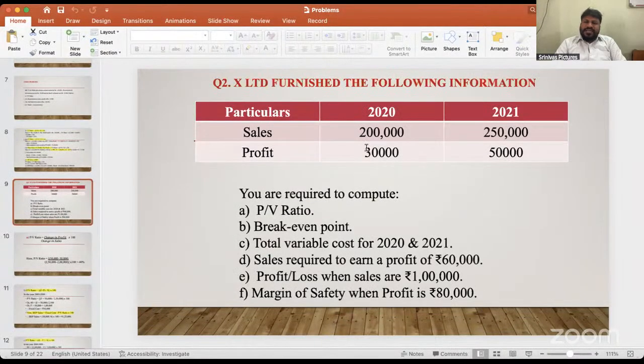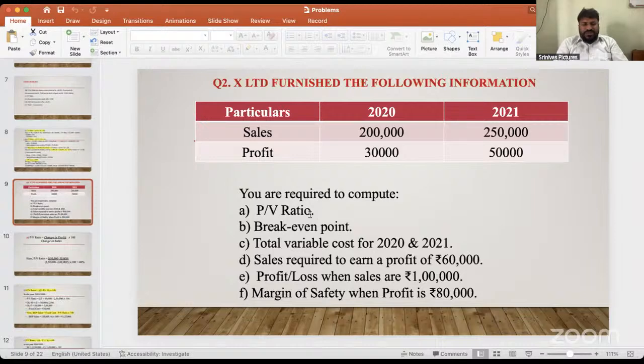Sometimes they will give two years of data. From that also we have to calculate the following requirements. They give particulars and the details of the years. In 2020, sales are 2 lakhs, and in 2021, sales are 2,50,000. Profit in 2020 is 30,000 and in 2021 it is 50,000. So first we have to calculate.